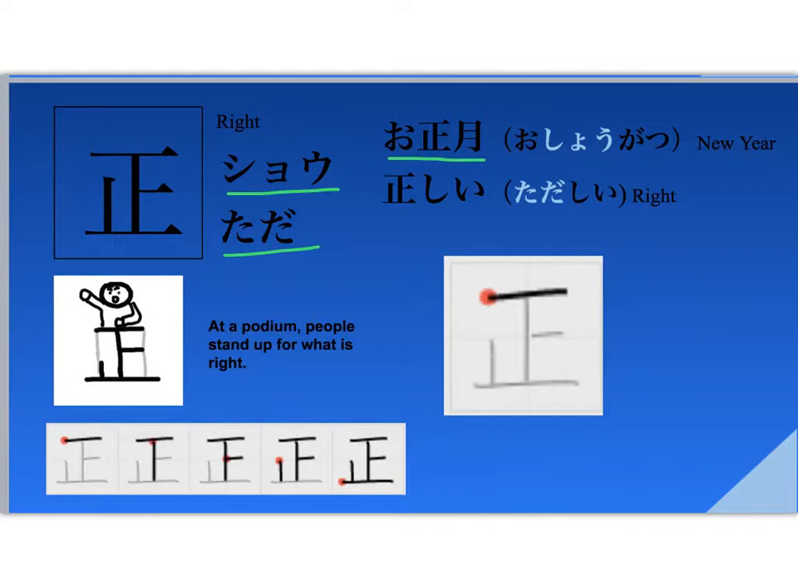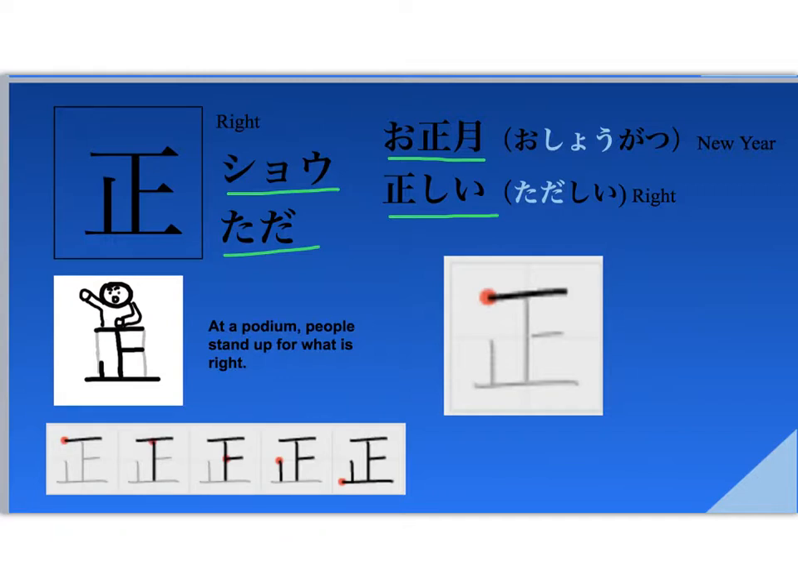Oshogatsu. Sorry, the meaning of this is right or correct. Oshogatsu is the word for New Year. And then here invoking the meaning of correct is tadashi, which means right or correct. So if I said in class, for example, tadashi desu, that's correct or that's right.